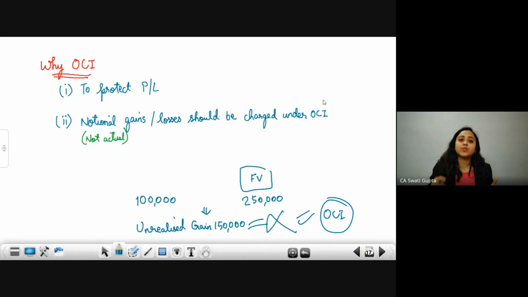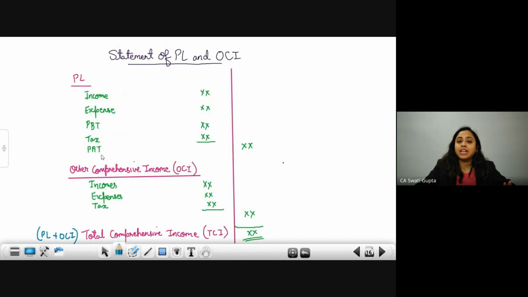Good. OCI stands for other comprehensive income. When we read all the other 39 standards, we come to know that when a standard asks to go for fair valuation, and there is any gain or loss due to that, we have to check. If it asks you to record under OCI, then that difference of gain or loss will be charged under OCI. The two parts are majorly done in order to protect PL from unnecessary adjustments, and to record all the incomes and expenses which are real. Everybody good with this?